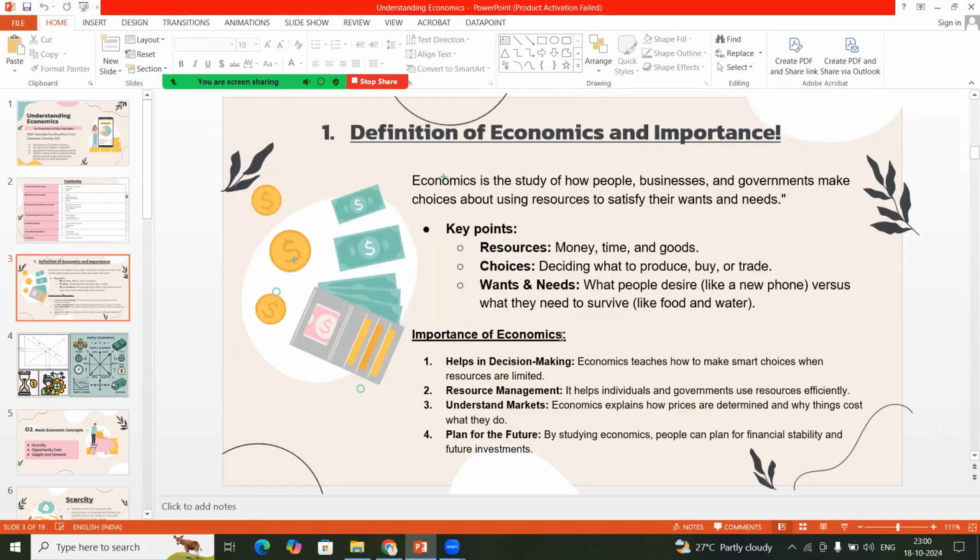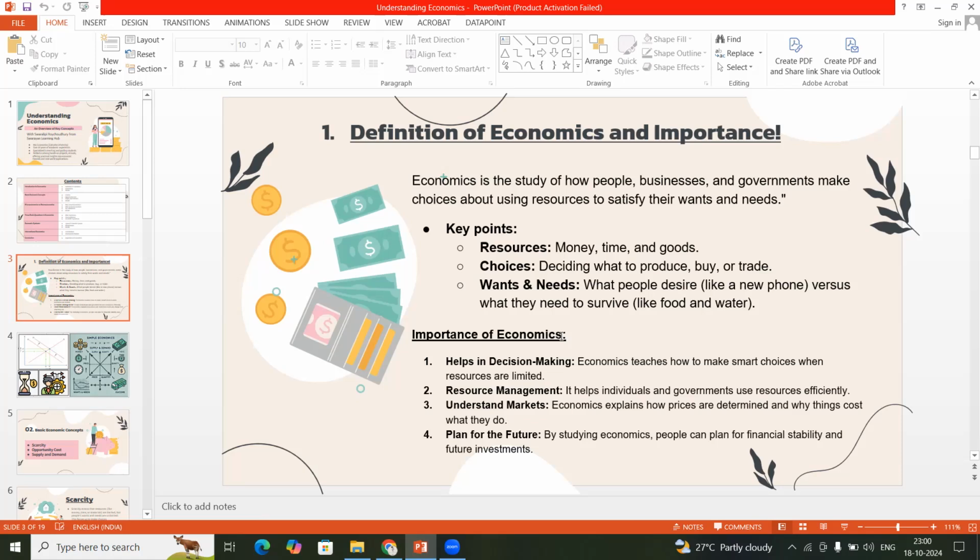So, what is the definition of economics? Economics is just the study of how people, businesses, and governments make choices regarding the allocation of resources within an economy, right? First of all, we have to see that the resources available to us are very scarce. Accordingly, we have to manage our resources so that there will be no wastage of resources.